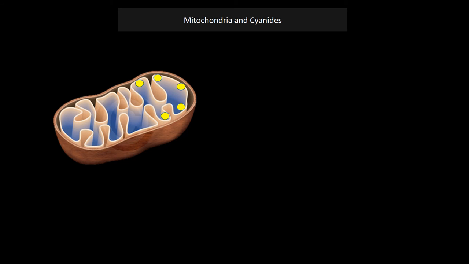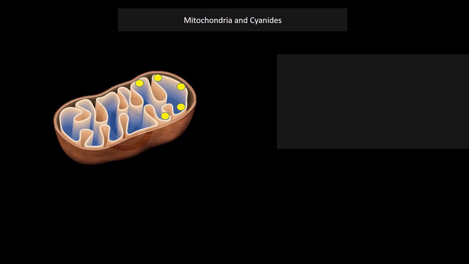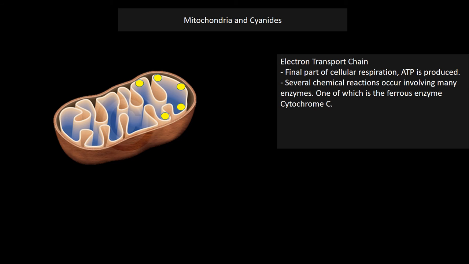Taking a deeper look into the mitochondria, remember that the last part of cellular respiration was the electron transport chain. This is the final part of cellular respiration. This is the part where ATP is produced, the energy that the cell needs to survive. There are several chemical reactions that occur involving many enzymes, and one of those is the ferrous, the iron enzyme, cytochrome C.